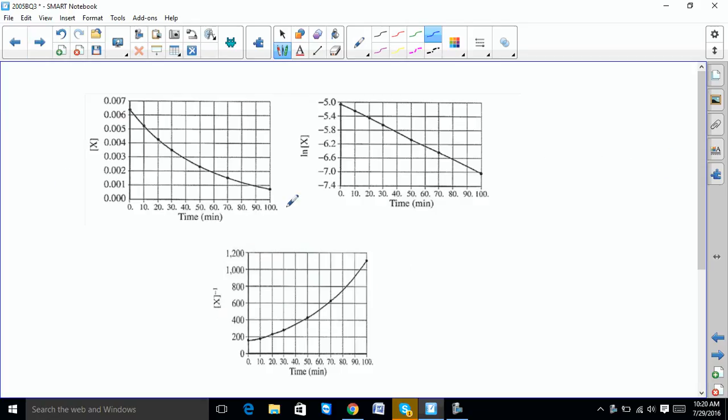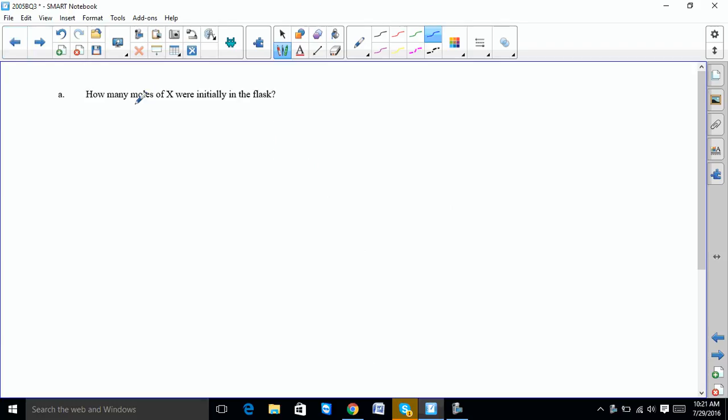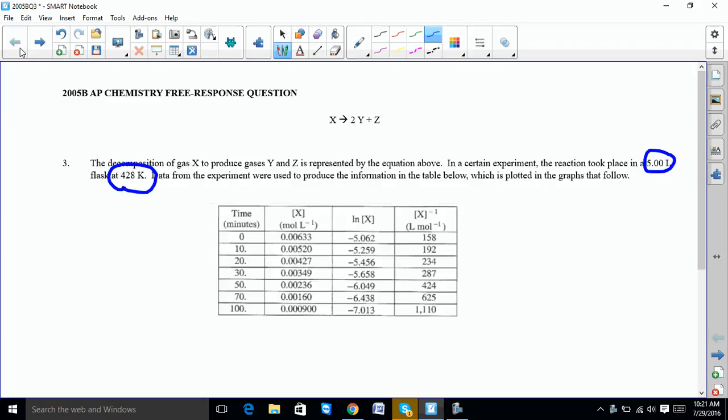And then they gave you 3 graphs. This is linear. That's the important thing. I'll get to that in a minute. First question, how many moles of X were initially in the flask? First thing you need to remember is initially means T equals 0. So I'm going to go back.